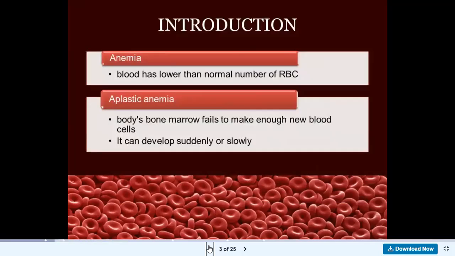So aplastic anemia simply means that your bone marrow is not able to produce enough blood cells. All blood cells, whether it is white blood cell, red blood cell, platelet, are not able to be produced in adequate amounts, and that will lead to anemia, leukopenia, and thrombocytopenia. And so what do you find as the symptoms? You find the symptoms of anemia: pallor, cold feet, fatigue, dizziness, chest pain.